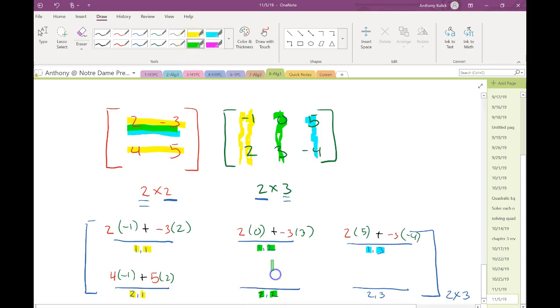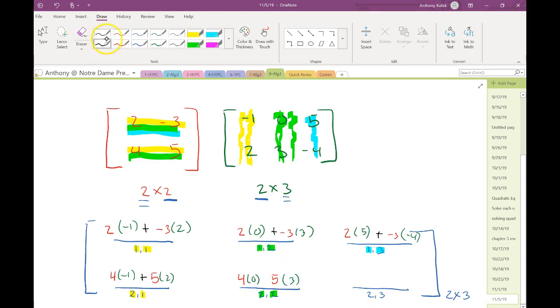Next is entry 2-2. So that's the second row and the second column. So I'm going to have 4 times 0 and 5 times 3. And I'm going to add those two together.